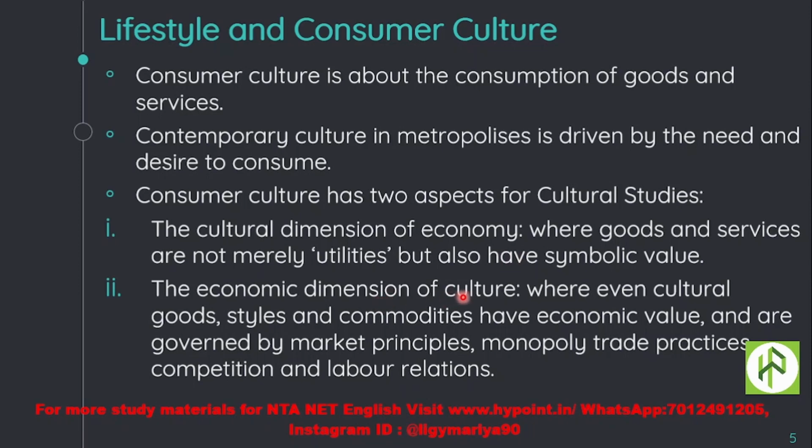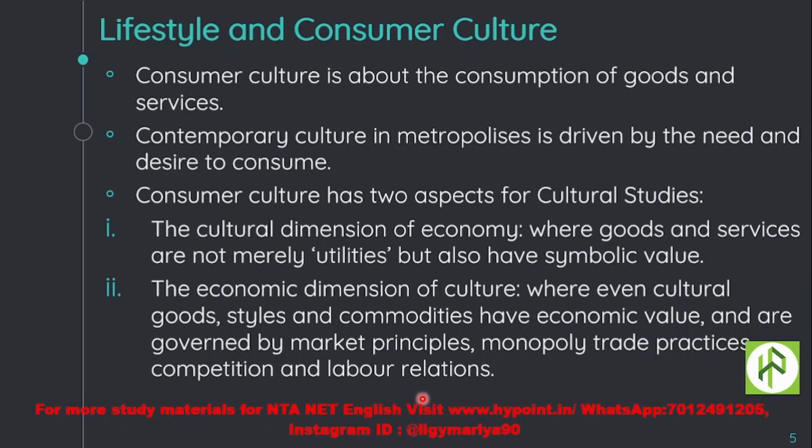The second aspect is the economic dimension of culture, where even cultural goods, styles and commodities have economic value and are governed by market principles, monopoly trade practices, competition and labor relations. So the cultural products that are available in the market are not beyond economic value. They are influenced by market principles, monopoly trade practices, competition and labor relations, even the cultural goods, styles and commodities.